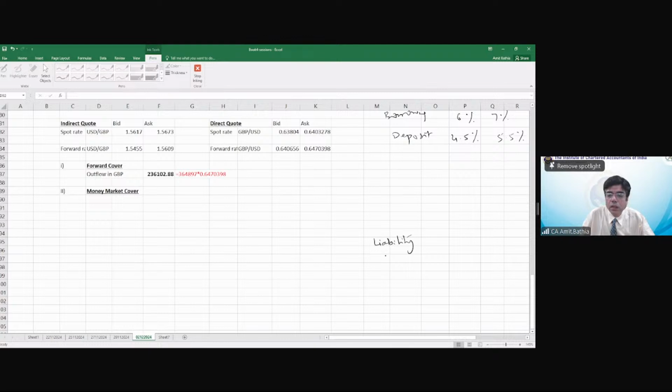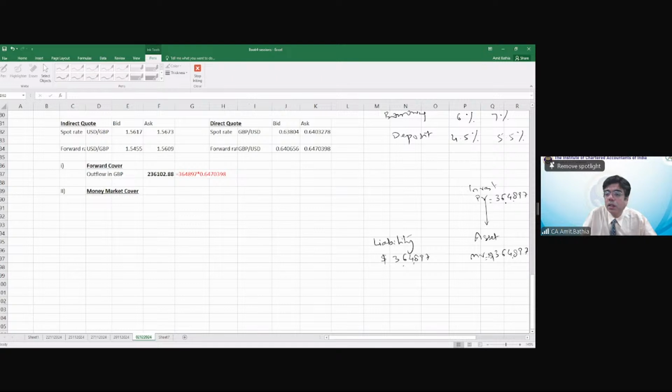Liability is in dollars, 364,897, right? So I need to create an asset which will have a maturity value of 364,897 dollars. Am I right? So I need to invest over here in dollars. How much do I need to invest over here? Present value. So how will I find the present value?